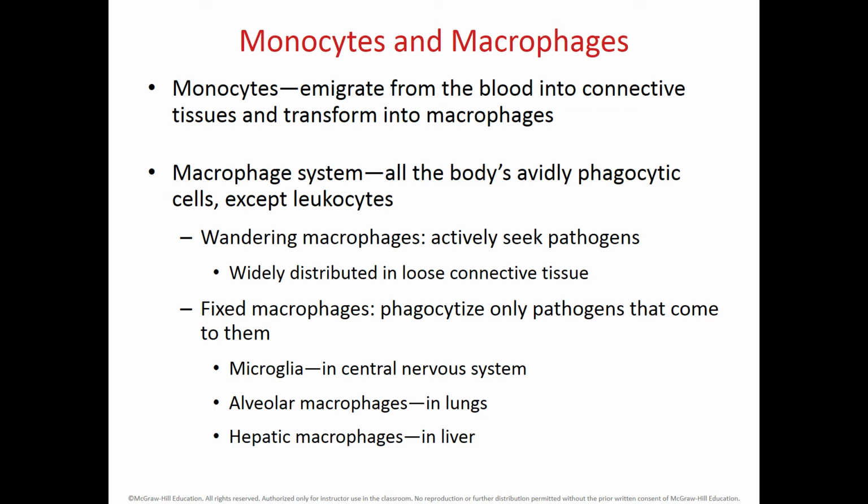We have fixed macrophages that are located always in specific tissues, and they have different names. So if the macrophages are located within the CNS, they will be called microglia. If the macrophages are located within the lungs, they will be called dust cells, just like dust. And if the macrophages are located within the liver, they will be called the Kupffer cells.